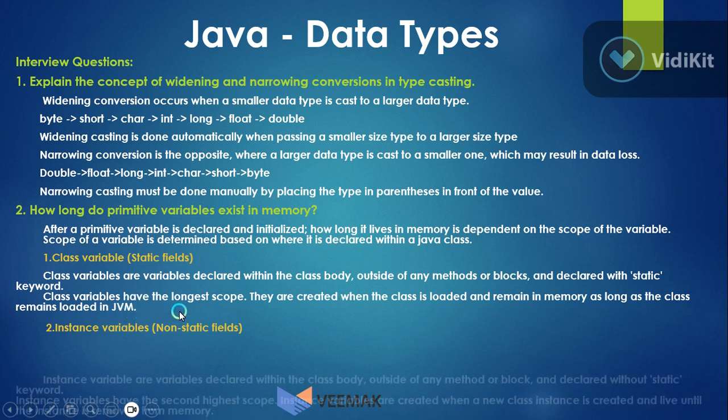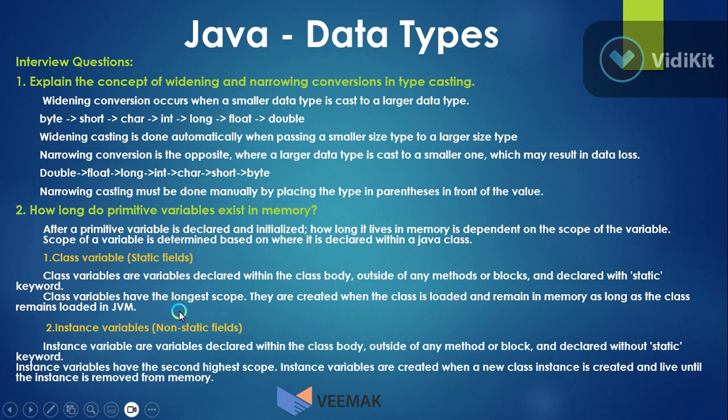The instance variables are variables declared within the class body, outside of any method or block, without the static keyword. Instance variables have the second highest scope. They are created when a new class instance is created and live until the instance is removed from memory.